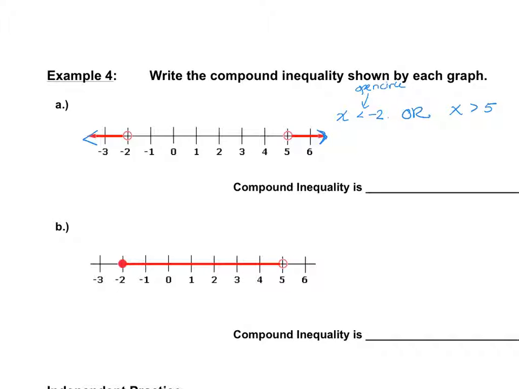And for example B, this is an intersection. This is going to be an and compound inequality. So I need my small number less than or equal to x less than or equal to big number. Okay, so my smallest number is -2, but that was a closed circle, so I need equal to. And then my large number is 5, but that was open circle, so I do not need equal to. So my compound inequality is -2 is less than or equal to x is less than 5. And in set builder notation, that would look like this.